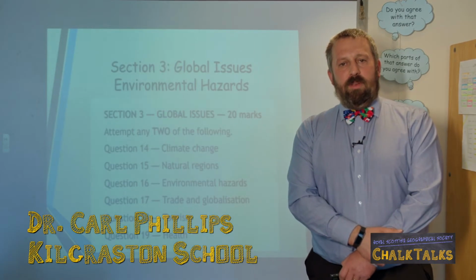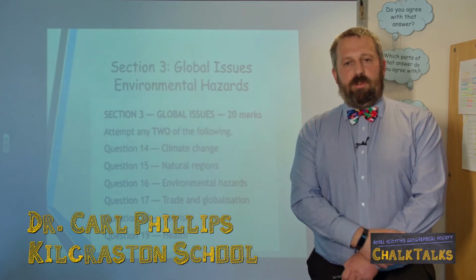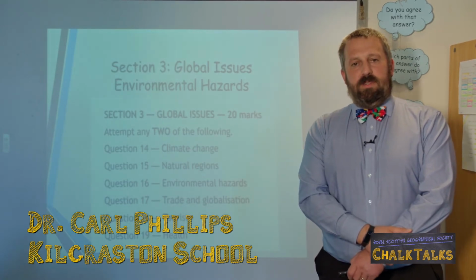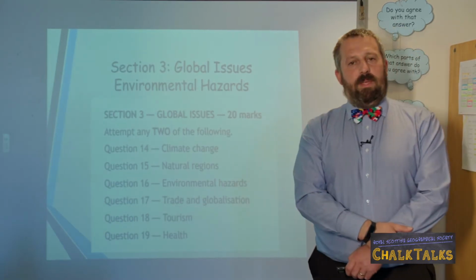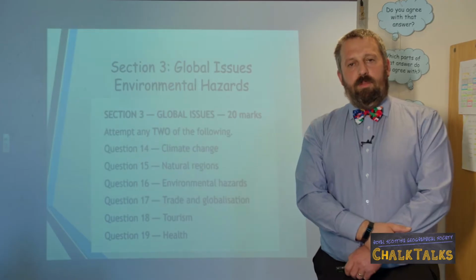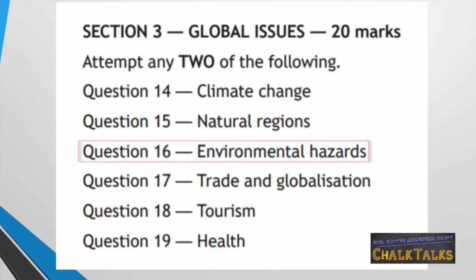In this video, we're going to be revising the environmental hazards topic from the National 5 Geography course. This is part of the Global Issues unit, which you'll find in Section 3 of the exam paper. In Section 3, you'll normally be asked to choose 2 from a list of 6 topics, and environmental hazards is normally the third of these 6.